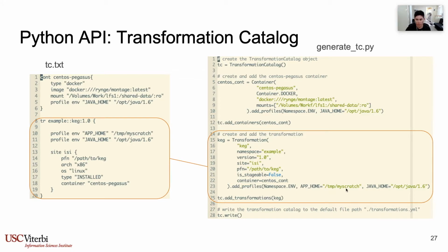Here we've added some profiles to the transformation, and these are the same profiles that we've added here on the left. So once you've defined your transformation, that's the executable that your job will run, then you can add that transformation to the transformation catalog. And just like the site catalog, once you're done defining everything, then you would call tc.write, at which point this transformation catalog would be written to its default path, which is current working directory / transformations.yml.